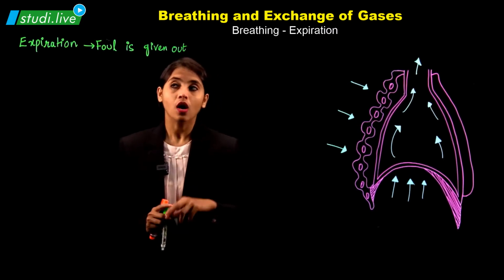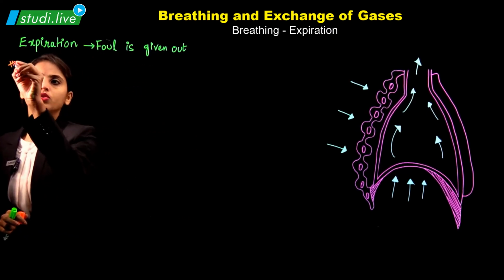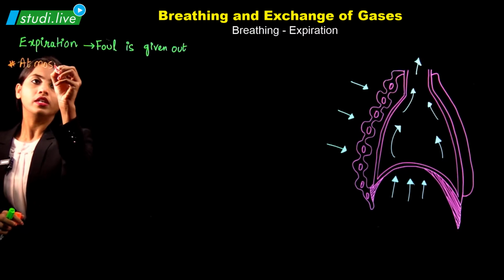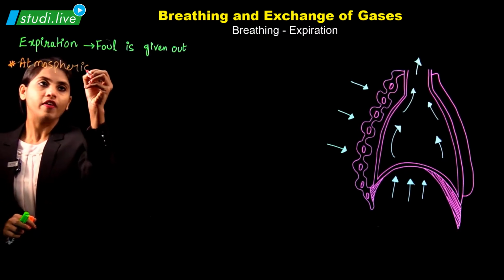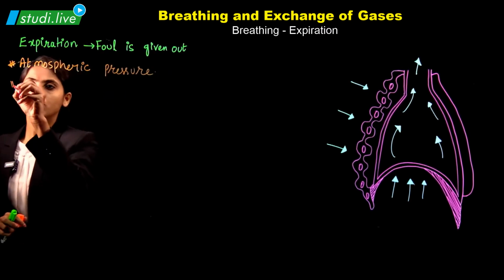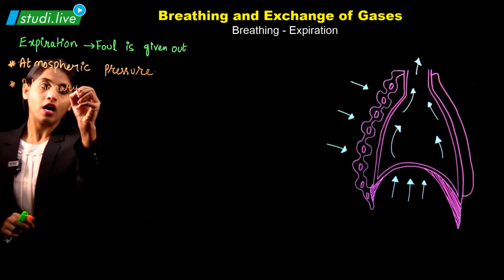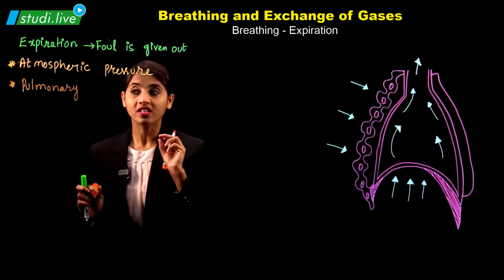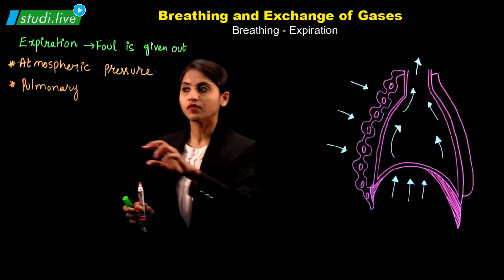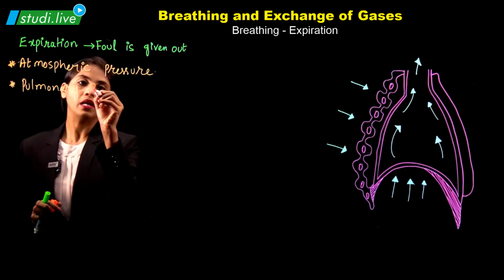And this happens because of the different pressures we have already learnt about. What are the two pressures, students? The atmospheric pressure, and also one more pressure, students: the pulmonary pressure. I hope you understood that when I say pulmonary pressure, it is with regard to the lungs. Whenever you hear or observe the term pulmonary, it is always related to the lungs. So, pulmonary pressure.